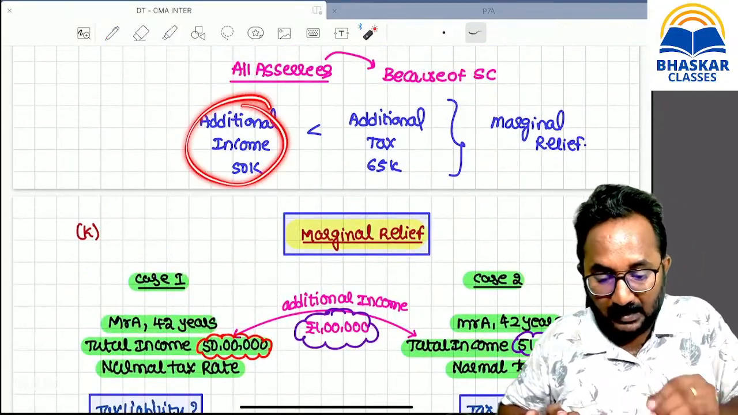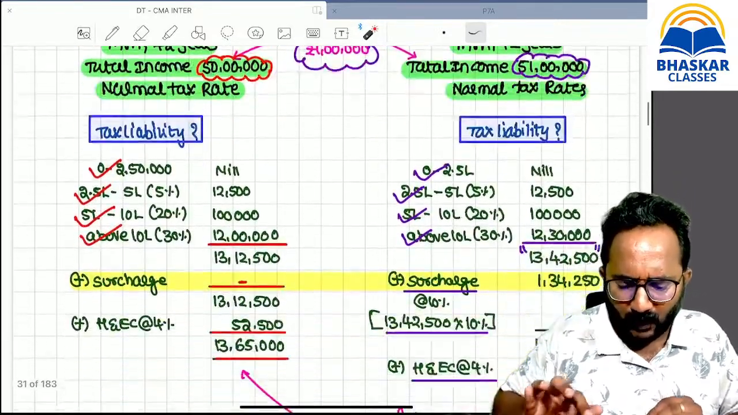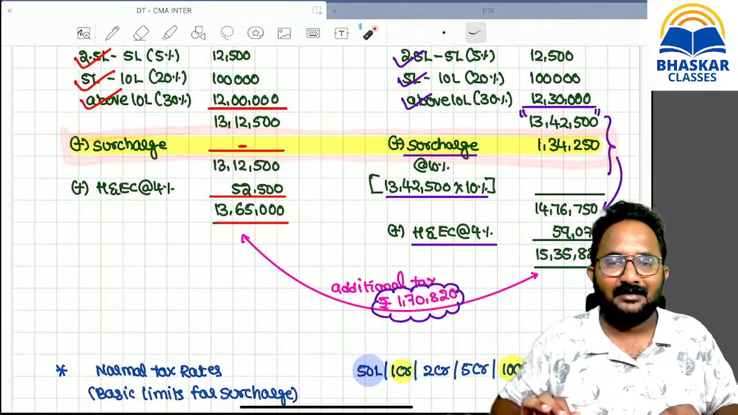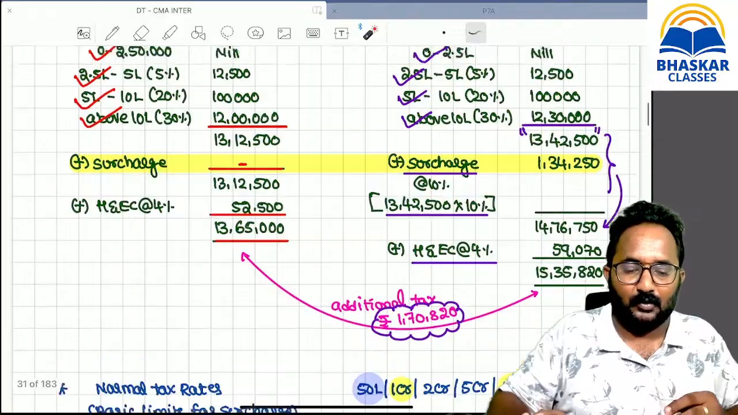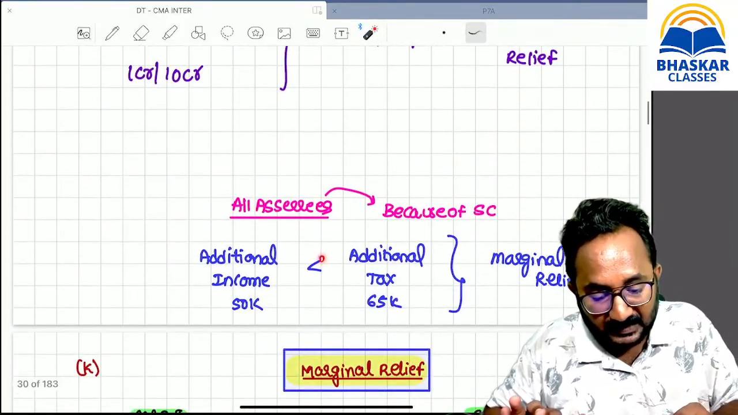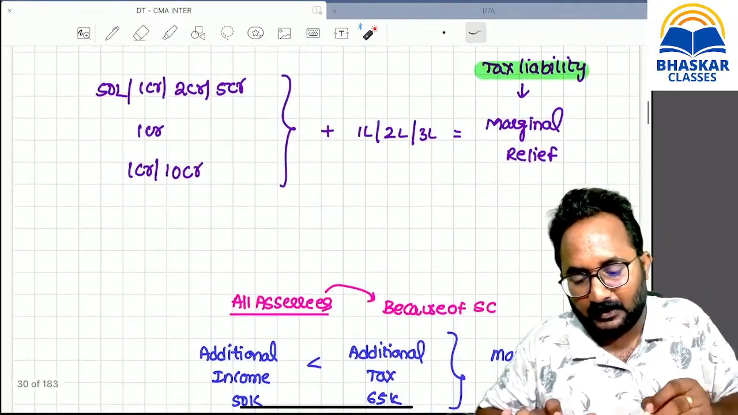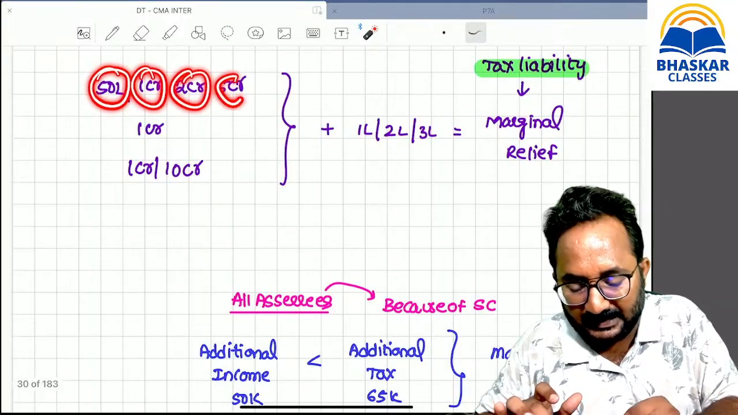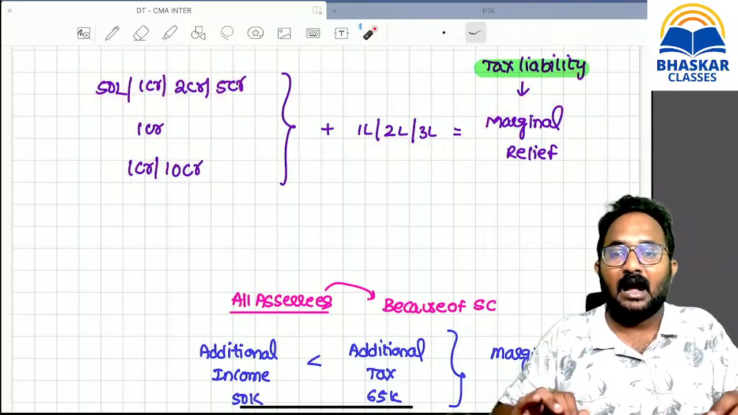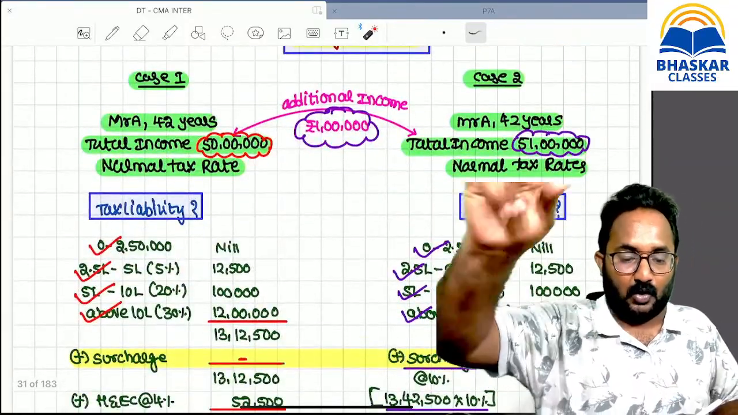Additional income is lesser, additional tax is more. Now why is this? Because of this surcharge only. Because of the surcharge, they are providing the marginal relief if the additional income is less than the additional tax. Always in your exam, if they give the surcharge basic limit additionally 1 lakh, 2 lakh, 3 lakh, please go for the calculation of tax liability by using marginal relief only. Here you decided, yes, you got marginal relief.